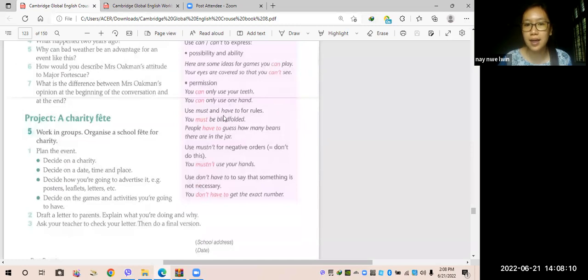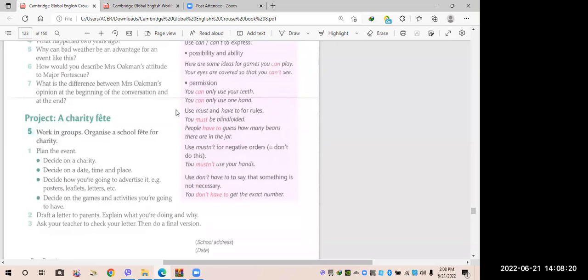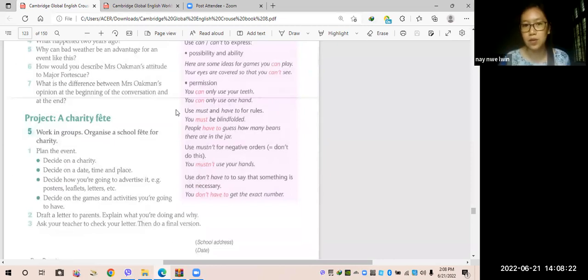And for must and have to, we use these words to talk about the rules. Here we are talking about the rules of the games that you have to follow when you play that game. So you must be blindfolded. That is the rule that you have to follow. So that is a must, right? You must be blindfolded, but also have to. So they have the same sense, right? Must do it, have to do it like that. Or for negative sense, you can use mustn't or don't have to.